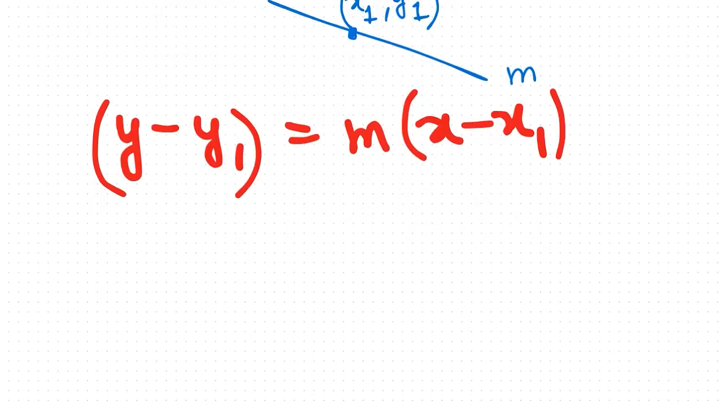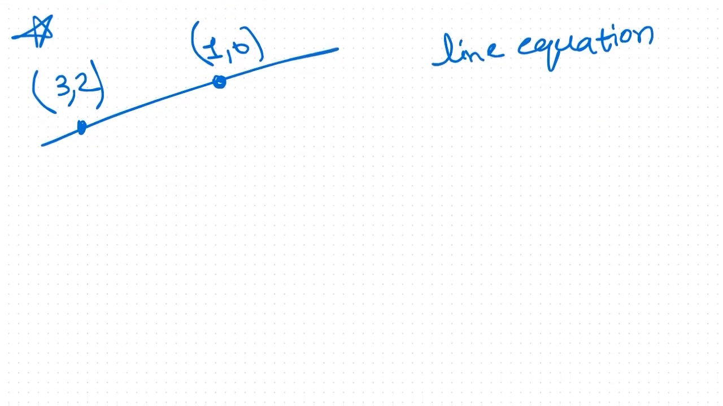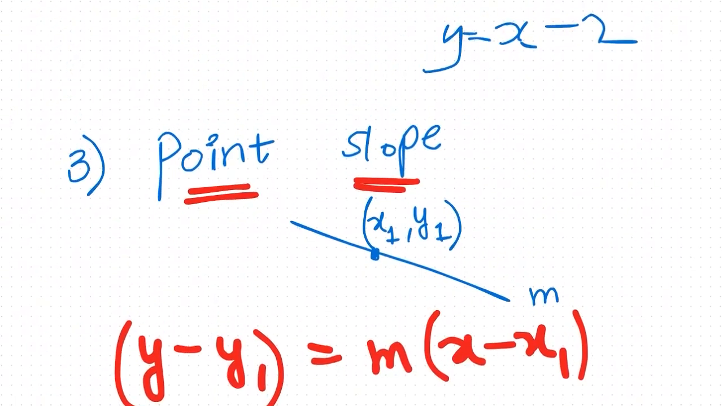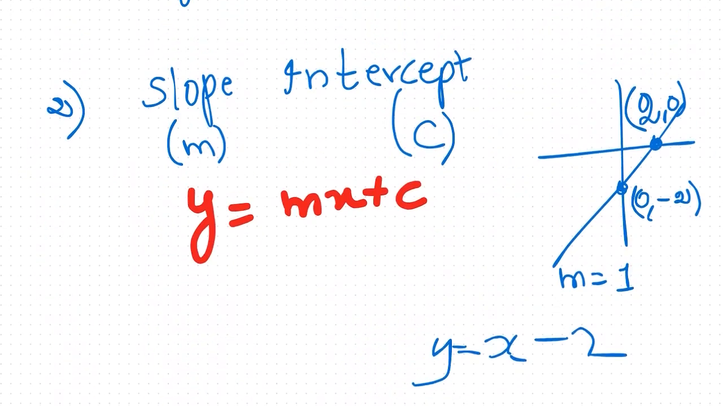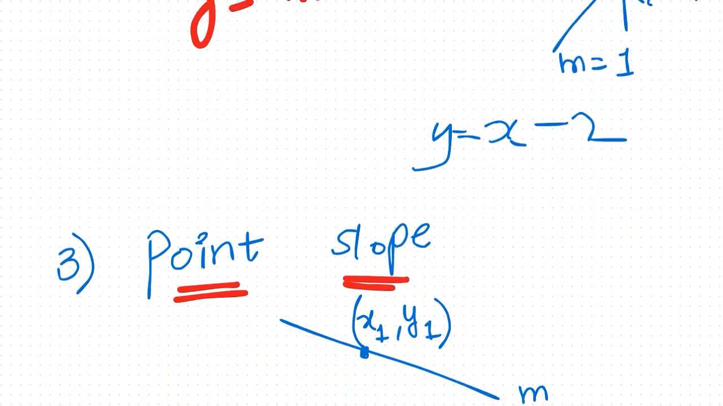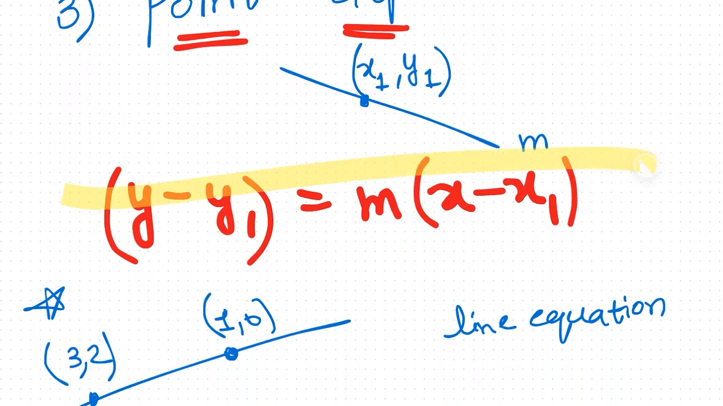Let's say a line is passing through a point 1, 0, and it is also passing through a point 3, 2. Find the line equation. Try this question. The line equation, that's the first one, right? Whatever we discussed, the three forms, they're all forms of line equations: general form, slope intercept form, and point slope form. These are the formulas which I have highlighted and written earlier.